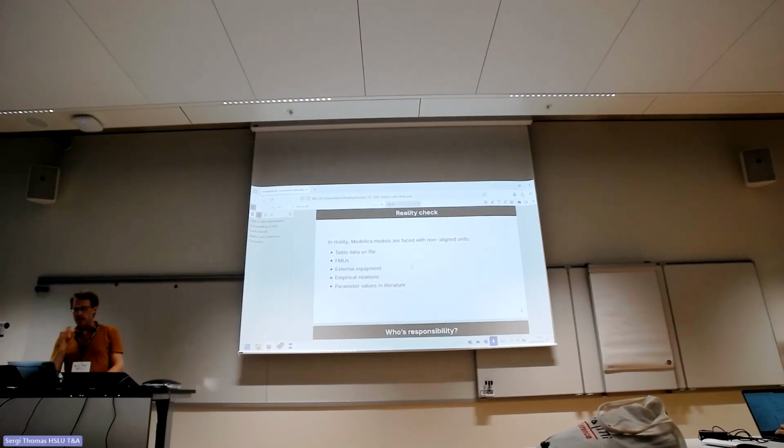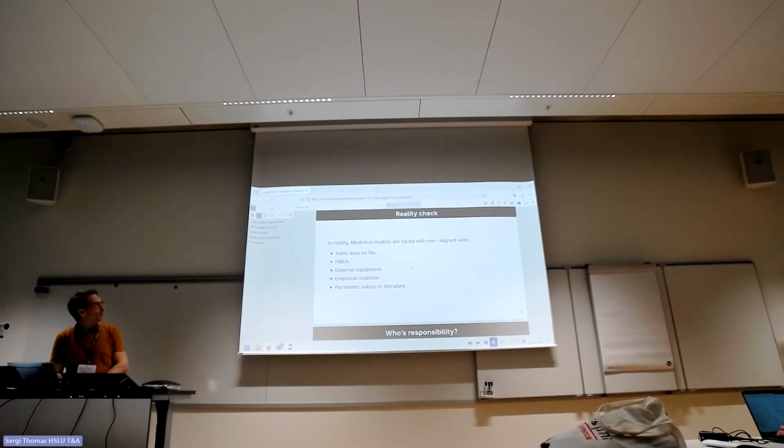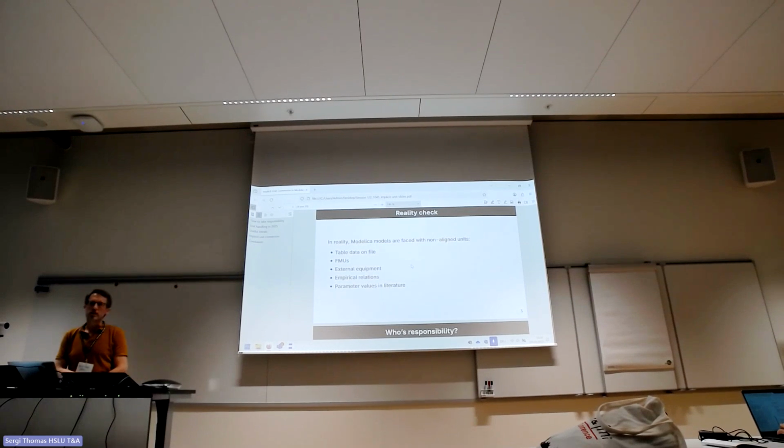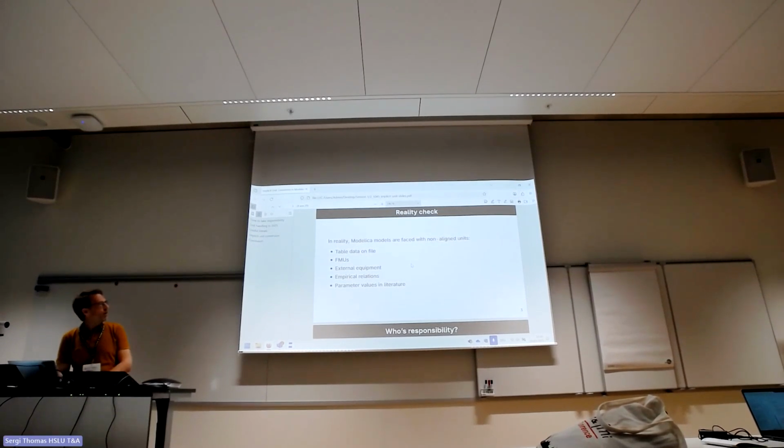So let's do a reality check. Our Modelica models are not islands. There's an outside world that we want to connect to. Quite important examples of that is that we have table data given to us on files. Maybe those measurements are not in units that are aligned with this Modelica assumption of unscaled SI.